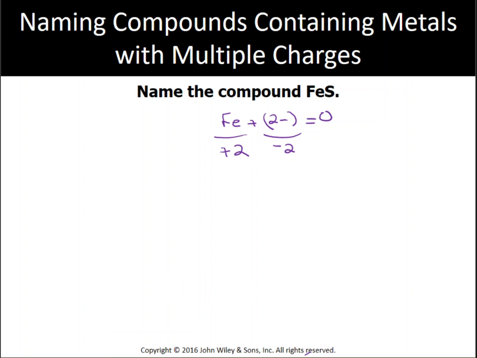Now, how do I name this compound? I first name the metal, which is iron. Since it's a transition metal, I have to write the charge of the transition metal, which is 2, then sulfide. And we read this as iron 2 sulfide.